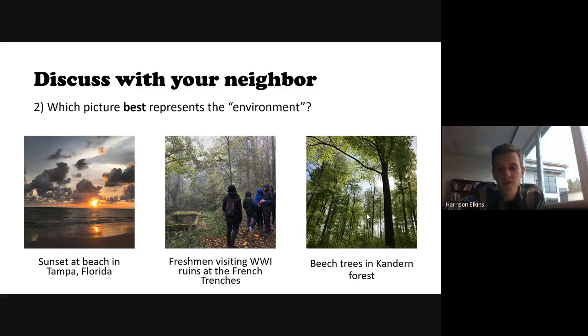Here we've got freshmen visiting some old buildings, World War I trenches and ruins at the French trenches for the freshman trip. And here we just have a picture of trees in the Condoran Forest. So which one do you think best represents the environment?